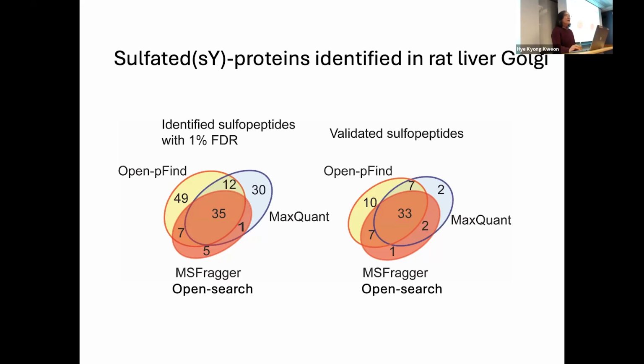But there are still limitations for those tools, because it only reports by delta mass. So it's hard to get quantitative information other than spectral counting. That's one drawback. Another is that we still don't know the location of sulfation, because it's already lost during the fragmentation.